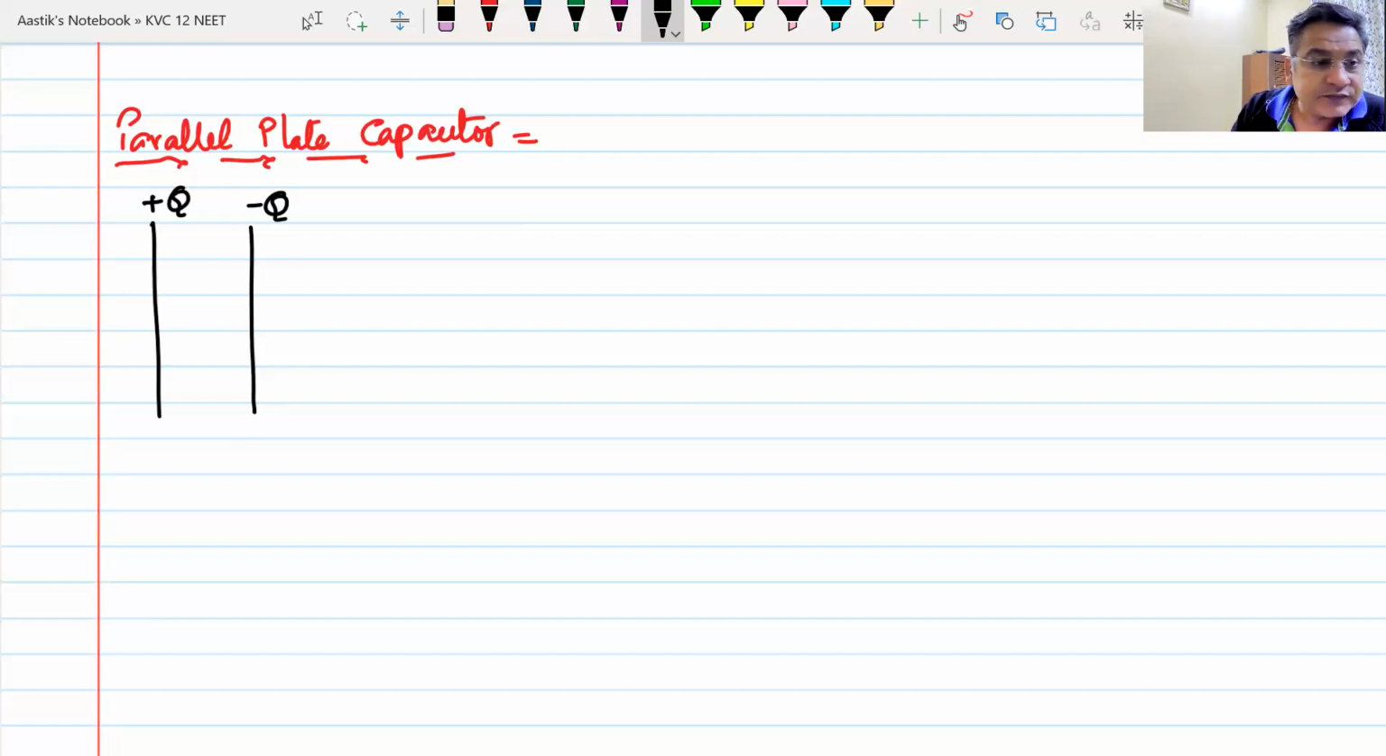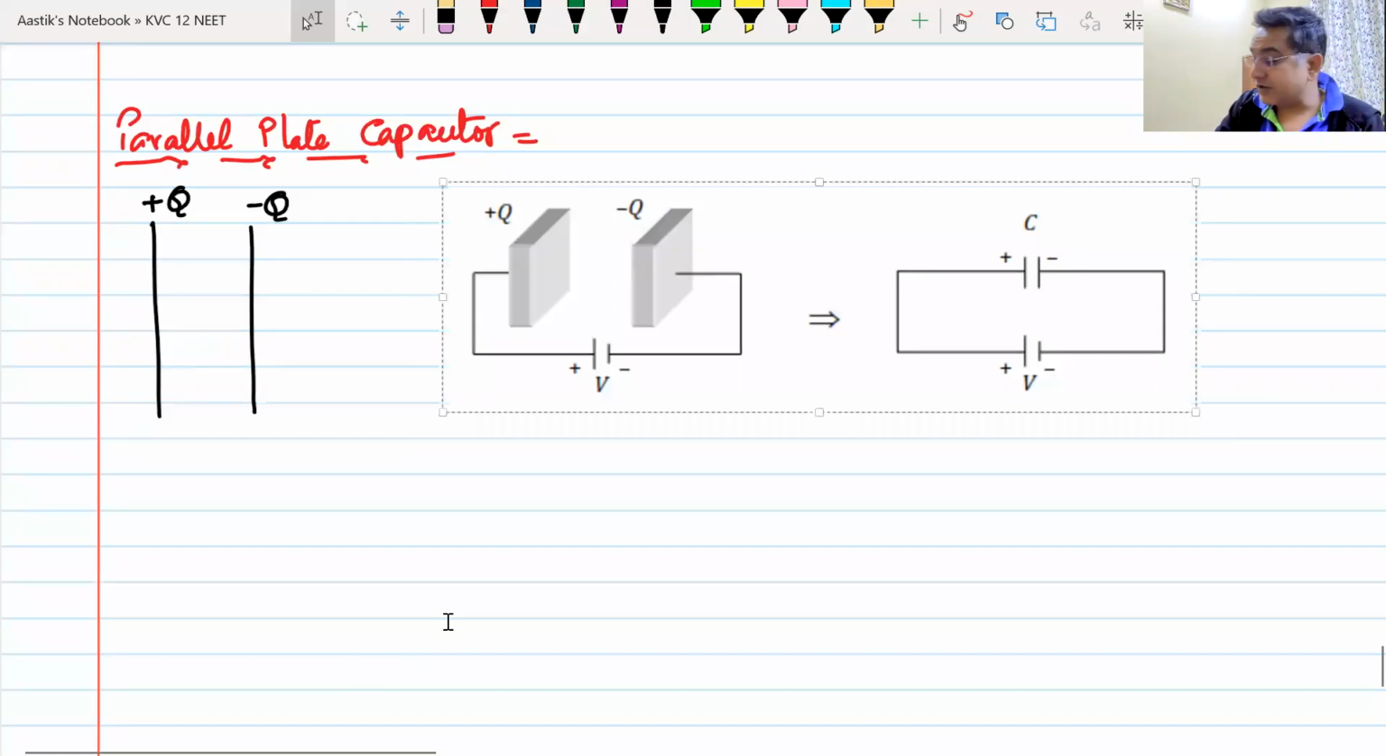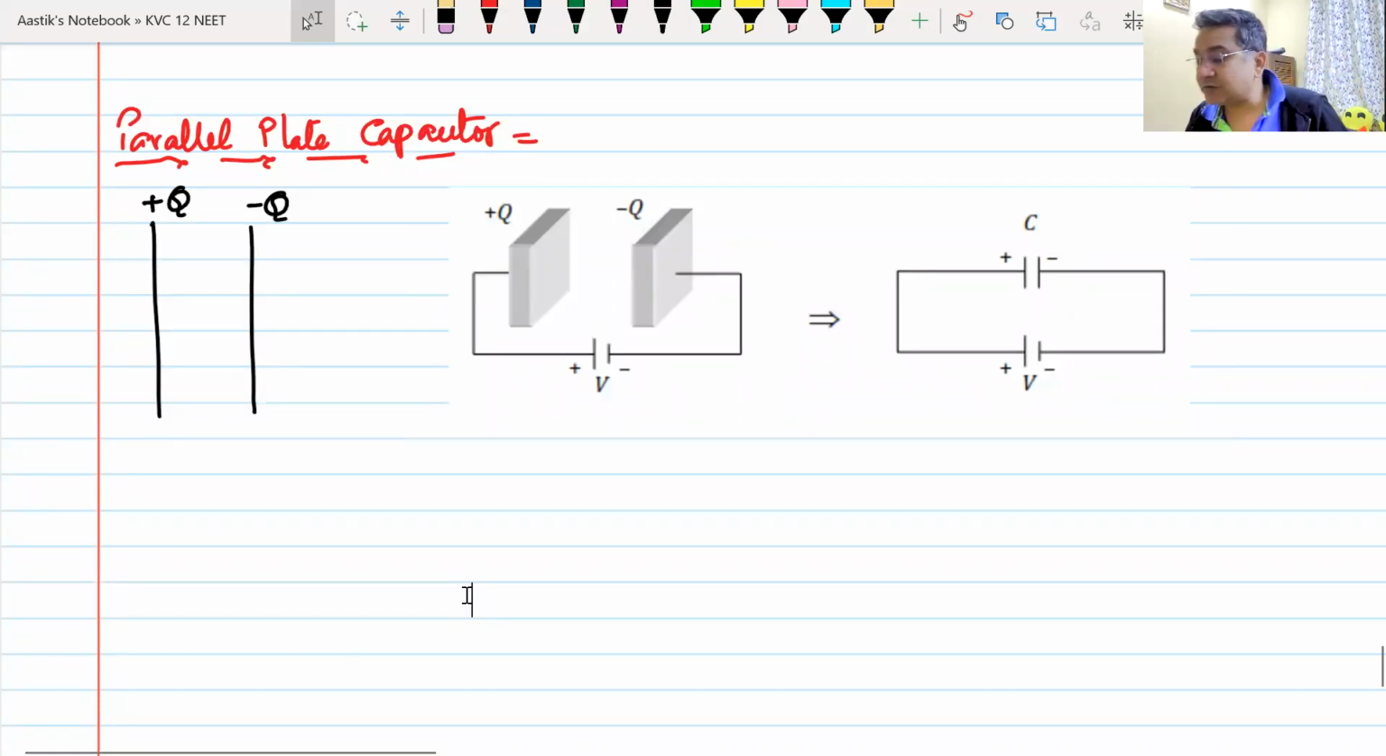One of the plates is given positive charge, one of the plates is given negative charge. If you just want to see how it is connected, I'll show you with a diagram here. This is how you connect it to a battery. Everyone understands a battery, yes or no? Battery has a positive terminal, battery has a negative terminal. So I connect it with a battery.